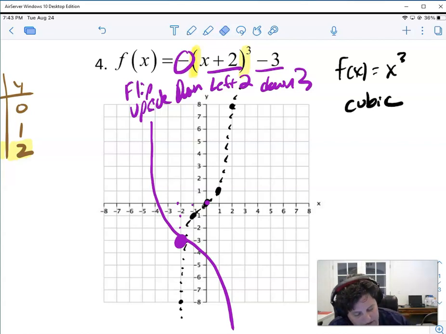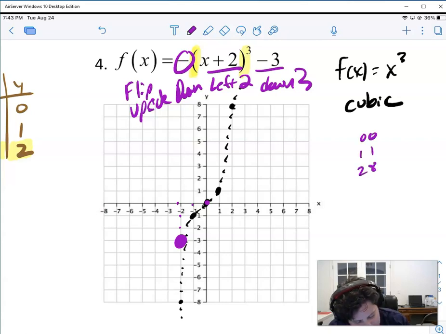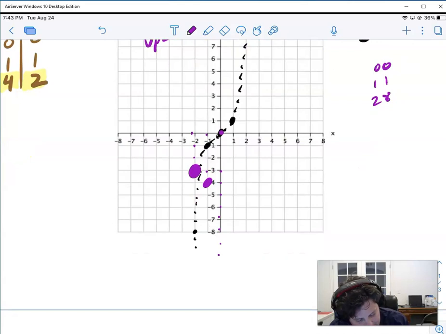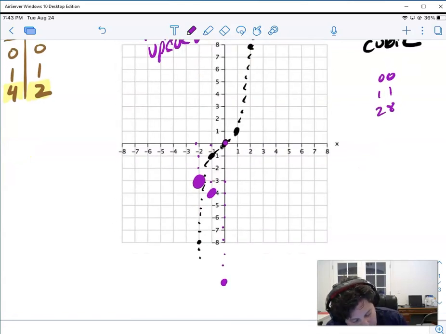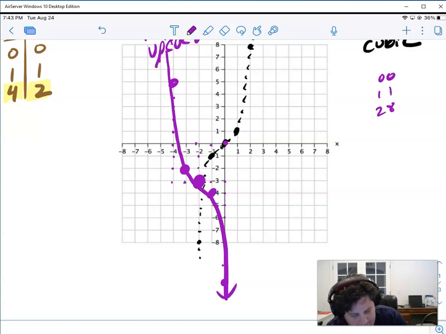But if you wanted to do it a little more accurate, remember it was 0, 0, 1, 1, 2, 8. Okay, 0, 0, 1, 1. I'm just going down now. 2, 8. Goes a little bit off the graph, and then 1, 1 in the other direction, and 2, 8. All right.